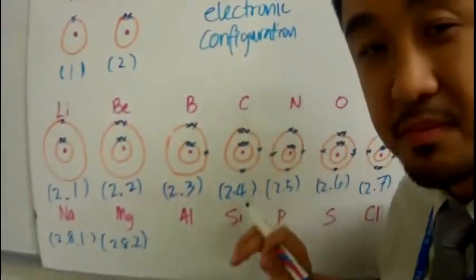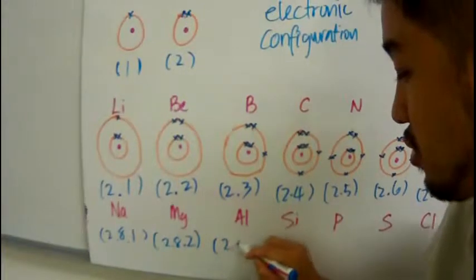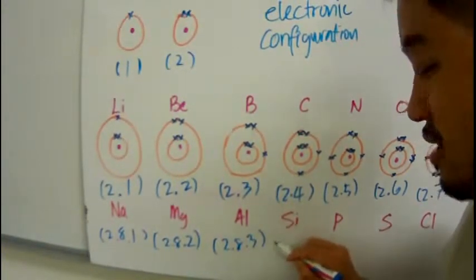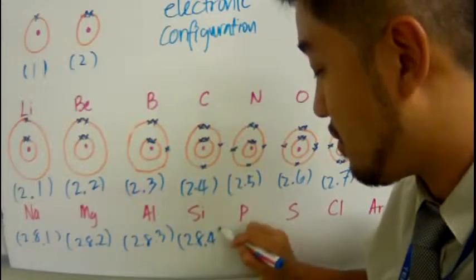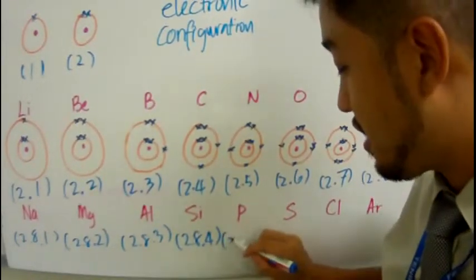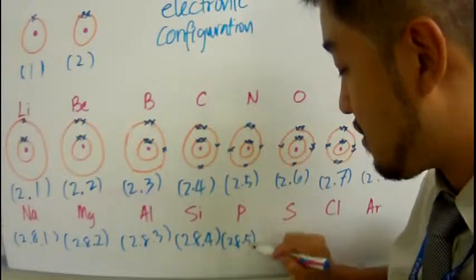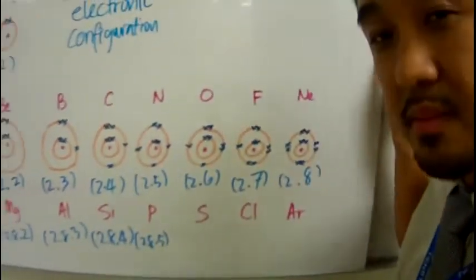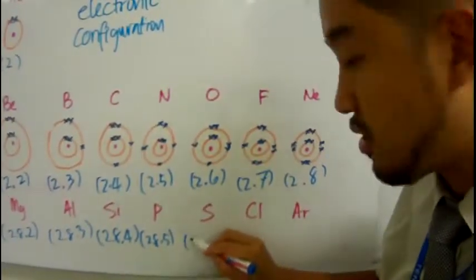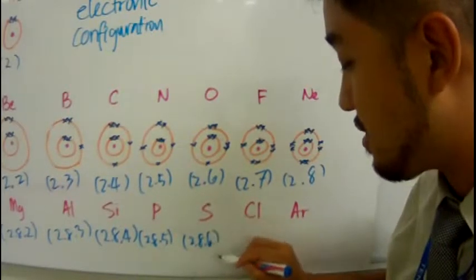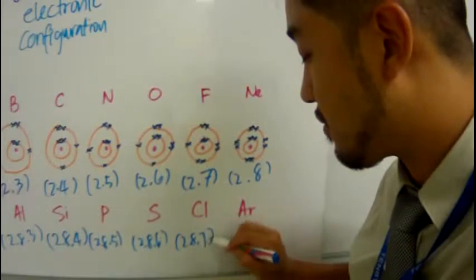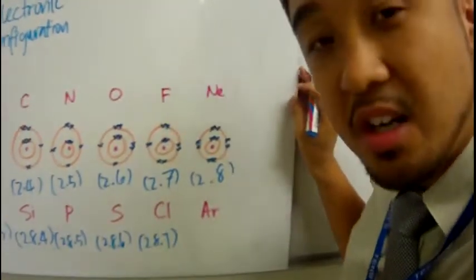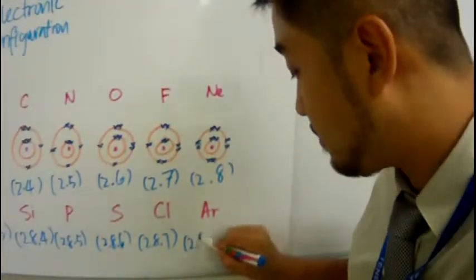Aluminum will have a 2, 8, 3. Silicon will have 2, 8, 4. Phosphorus a 2, 8, 5. Sulfur a 2, 8, 6. Chlorine a 2, 8, 7. Argon will have 2, 8, 8.